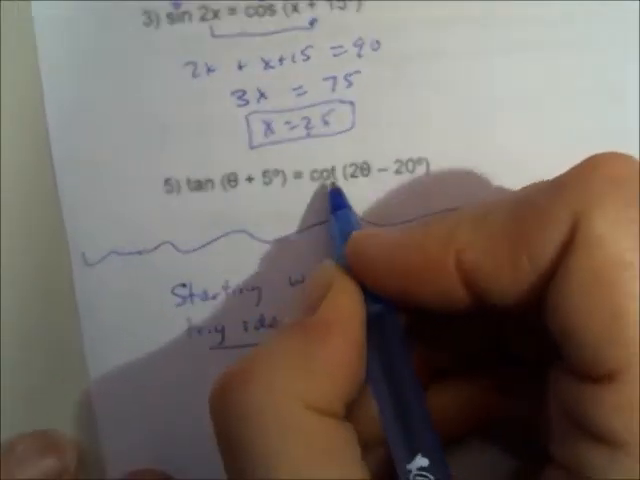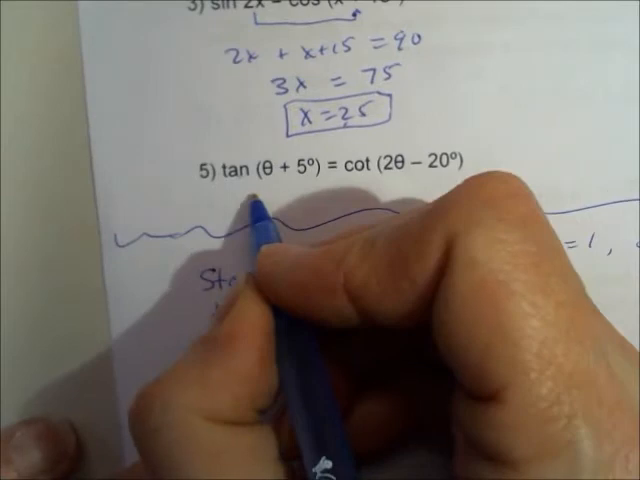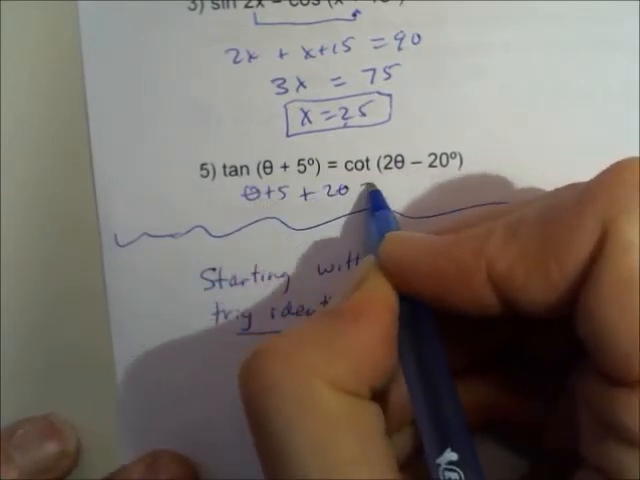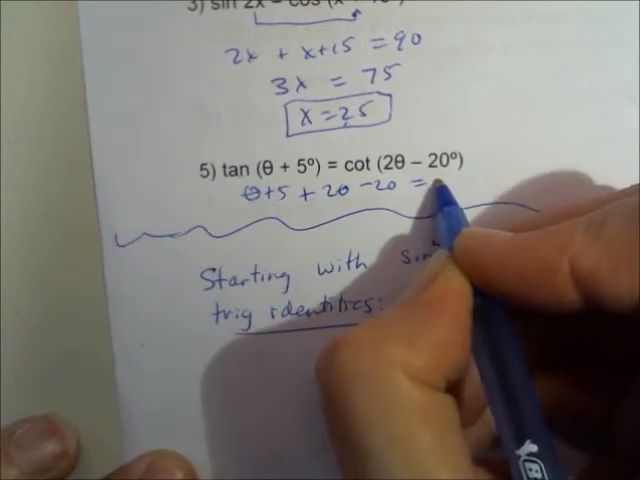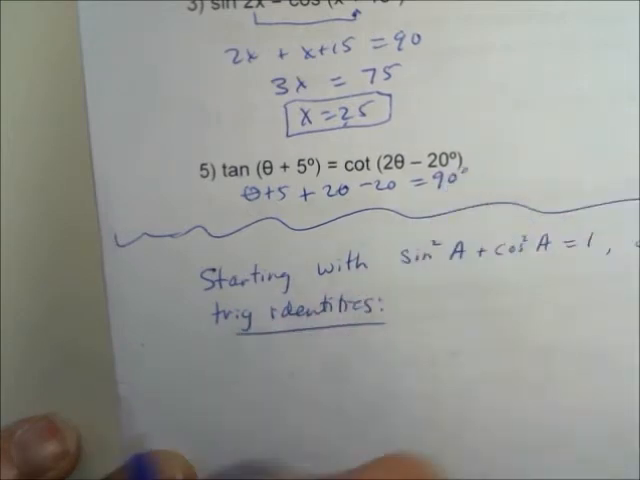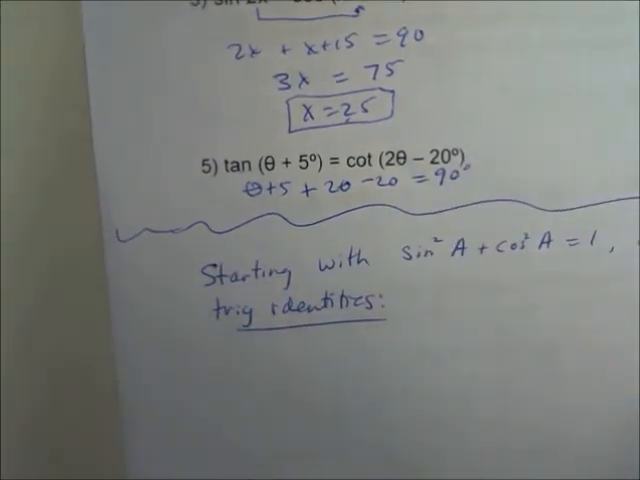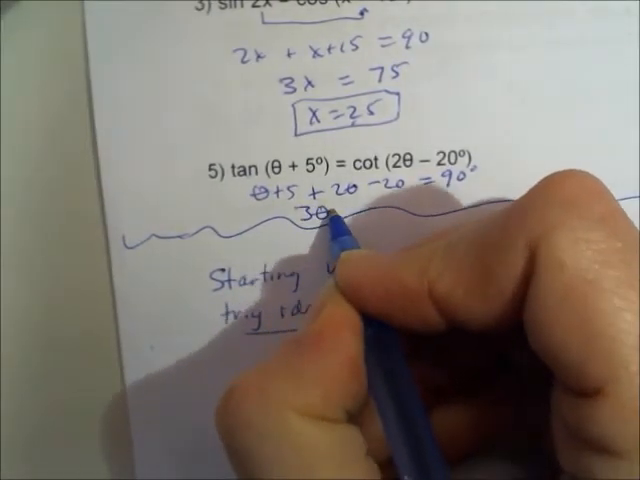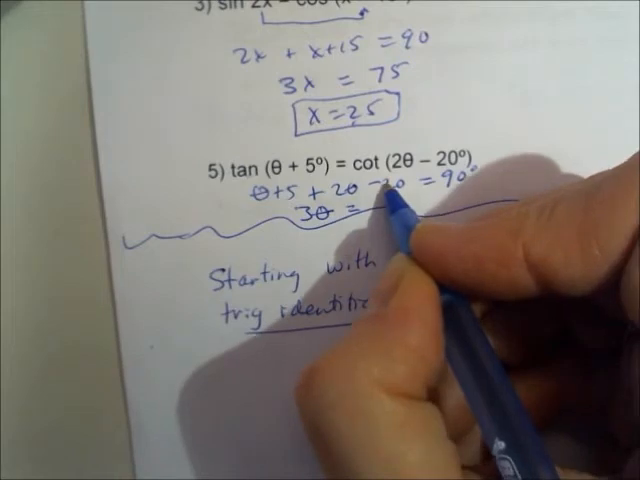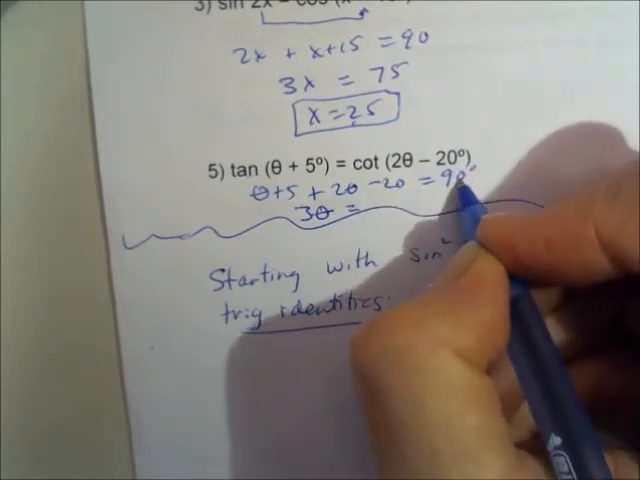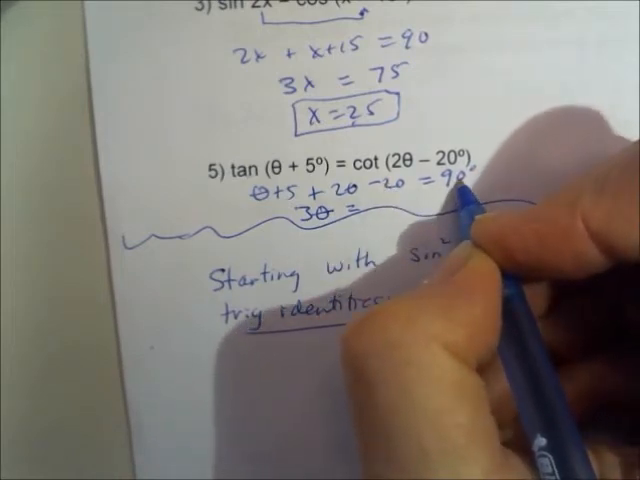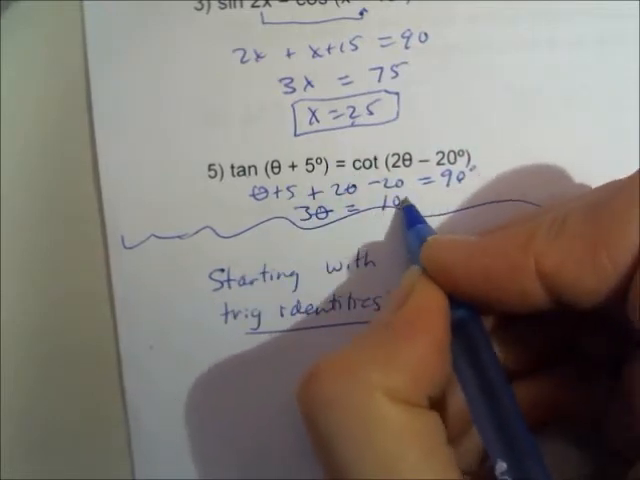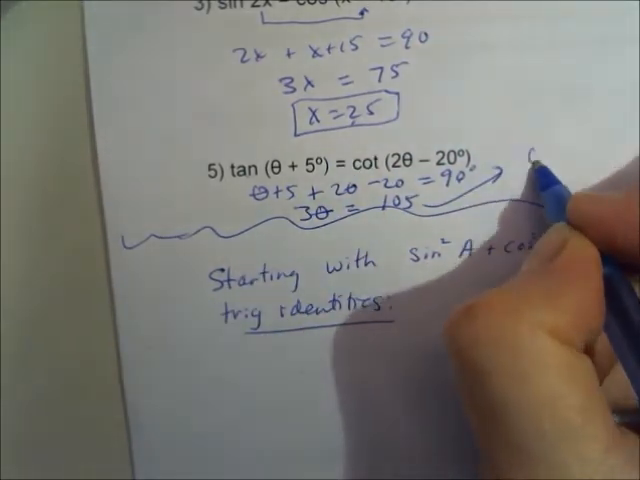Tangent and cotangent are cofunctions. So theta plus 5 added to 2 theta minus 20 should equal 90. Let's see, theta plus 2 theta is 3 theta, and 90 plus 20 is 110, and 110 minus 5 is 105. So 3 theta is equal to 105.